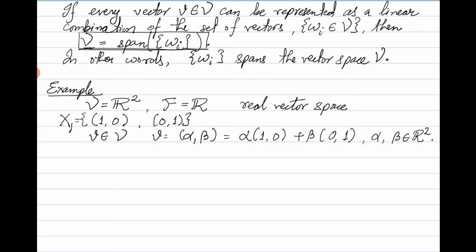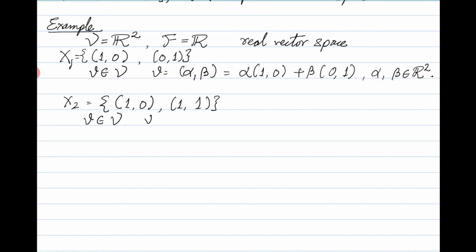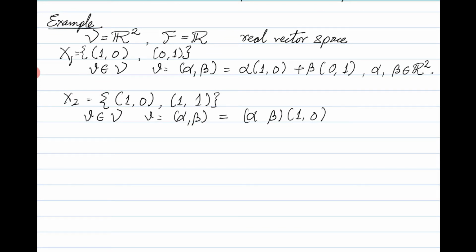Let us label this as the set x1. Suppose we have another set x2 for the same vector space, which is, let's say, 1 0 and 1 1. Take a vector V belonging to the same vector space, assuming that the vector can be represented as alpha beta. This can possibly be represented as a linear combination of these two, where alpha minus beta and beta both belong to the reals, which is basically our underlying field.